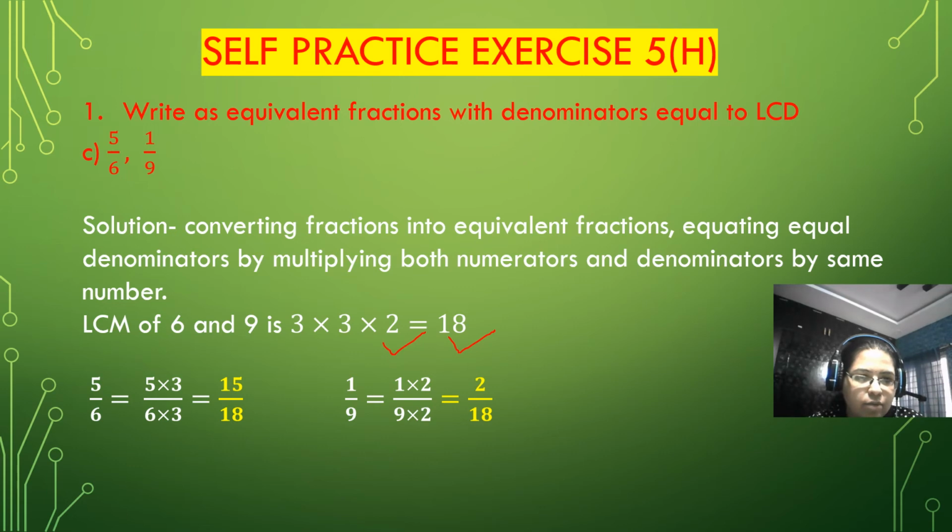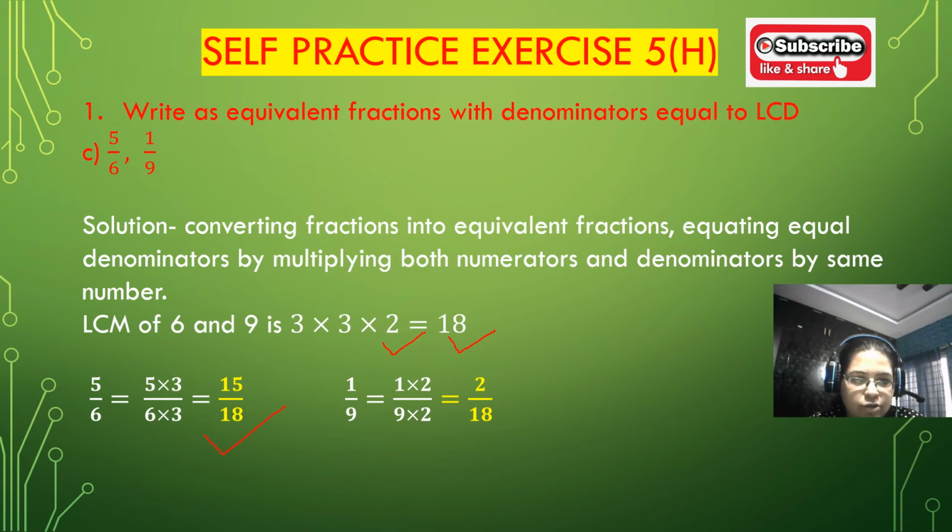We know multiplying the denominator 6 with 3 we get 18, which is equal to the LCM of 6 and 9. So multiply the number 3 with both numerator and denominator of 5 divided by 6. Multiply 5 with 3, we get 15, and multiply 6 with 3, we get 18. So 15 divided by 18 is the equivalent fraction of 5 divided by 6.